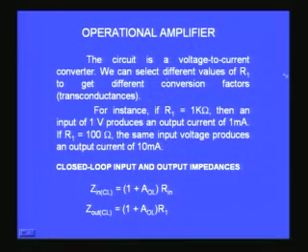I have given an example here. If R1 is equal to 1 kilo ohm, an input voltage of 1 volt will produce a current of 1 volt by 1 kilo ohm, V in by R, so that is equal to 1 milliampere. So you get a 1 milliampere current at the output, and if I have 100 ohms instead of 1k, the output current will be 10 times more, 10 times 1 milliampere or 10 milliampere.